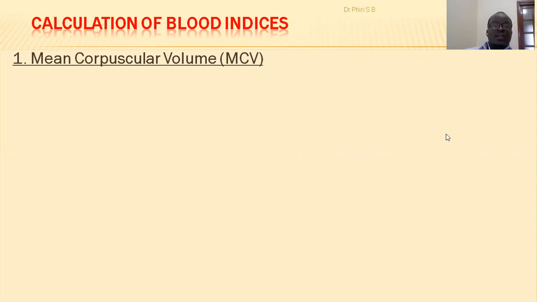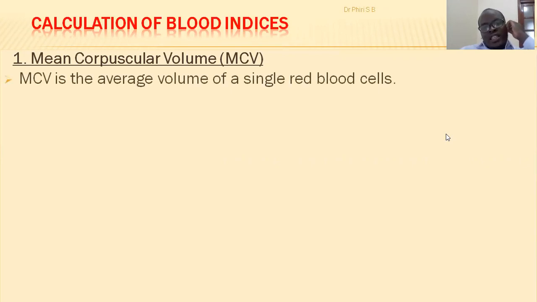So we start with mean corpuscular volume. You need to follow here because sometimes it can be confusing, but it's really very simple if you pay attention. So we are starting with MCV. From the name itself, you should be able to define this blood index. Mean corpuscular volume, you're talking of the volume. Corpuscular, you're talking of the cells themselves, the corpuscles, the red corpuscles or red blood cells or erythrocytes. So with the mean corpuscular volume, you are simply looking at the average volume of a single red blood cell. Out of these red blood cells that you have counted, what is the average size for these cells? That's the mean corpuscular volume.